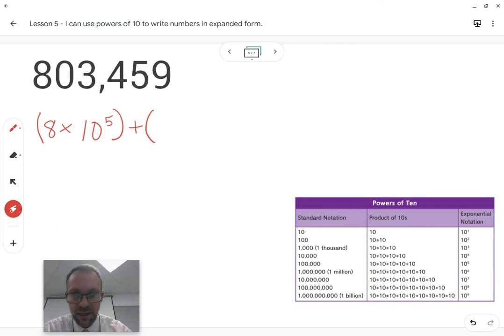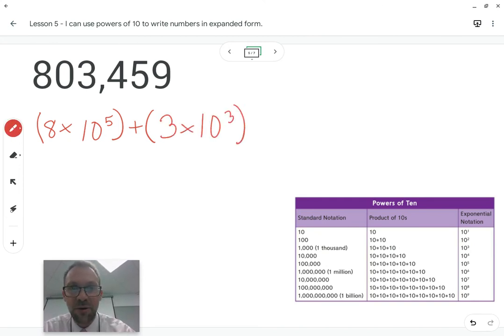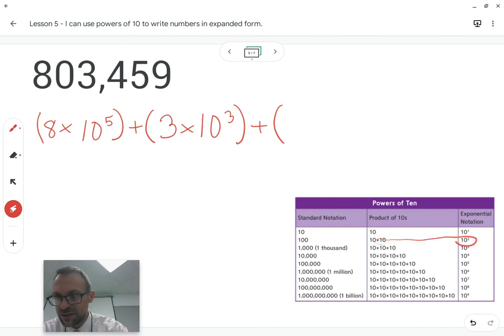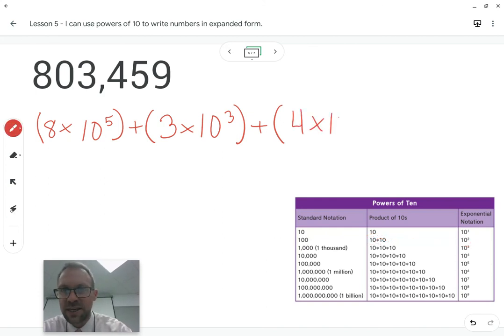Plus 3 in the thousands place. So let's see, thousands. Yep, I'm starting to learn that. That's 10 times 10 times 10. That's 10 to the 3rd power. So I'm going to write 3 times 10 to the 3rd power plus, let's see, 400. 100 is 10 times 10, and that's 10 squared, or 10 to the 2nd power. So that's 4 times 10 to the 2nd power plus 5 tens.